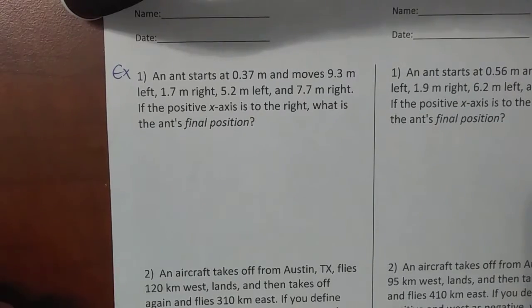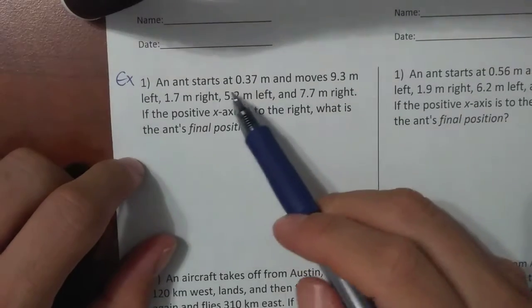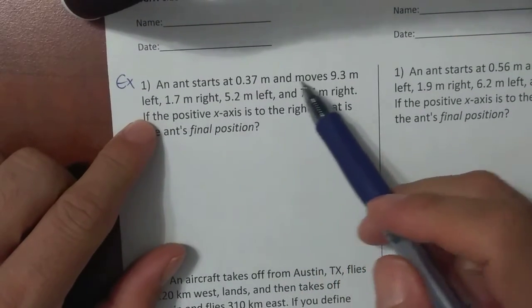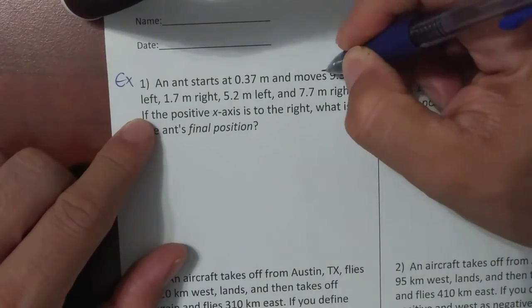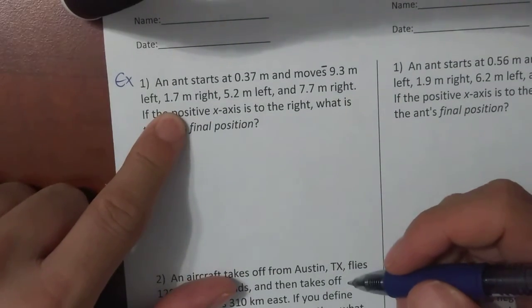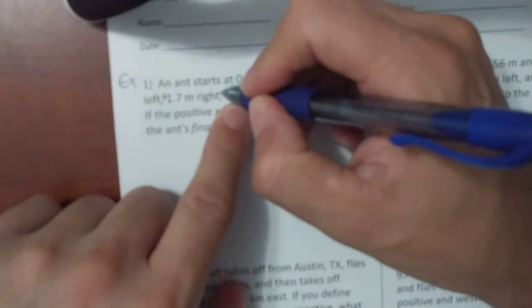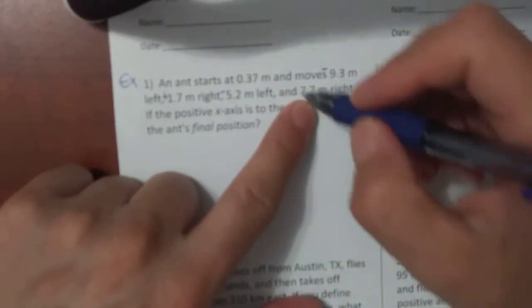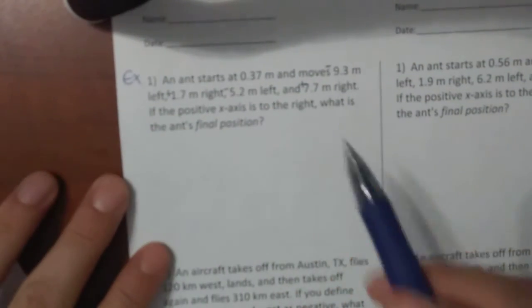Hey guys, I was just going to go over a few examples for you here. So an ant starts at position 0.37 and moves 9.3 meters left, which means it's going to be negative. Then it goes 1.7 meters to the right, which is positive, 5.2 meters left, and 7.7 meters to the right. If the positive x-axis is to the right, what is the ant's final position?